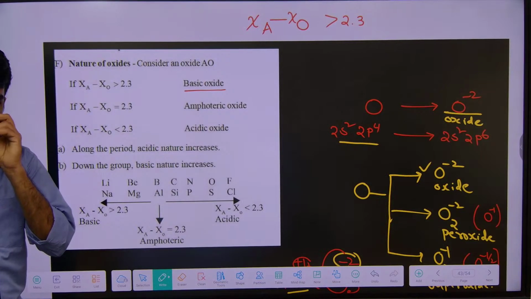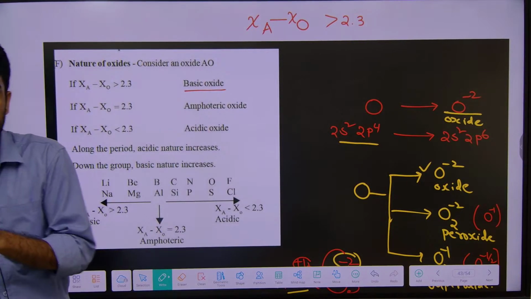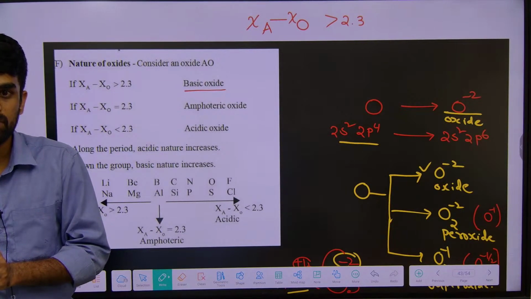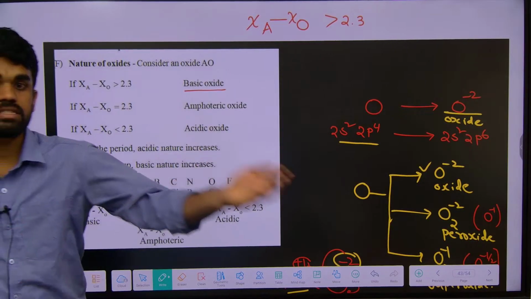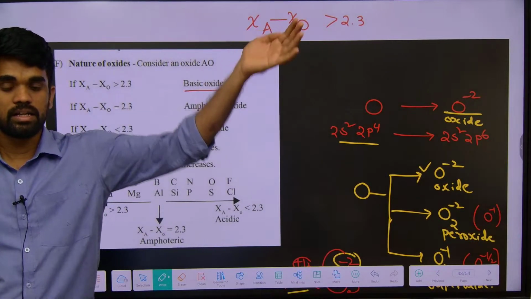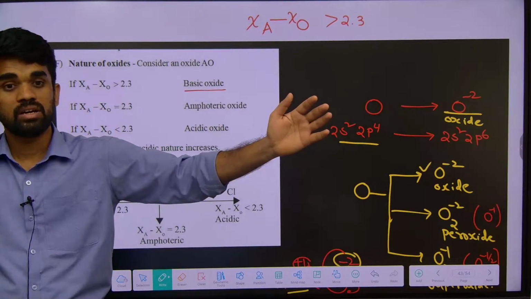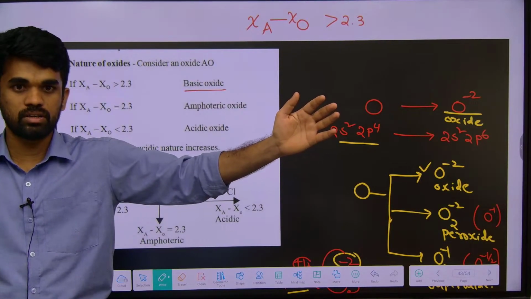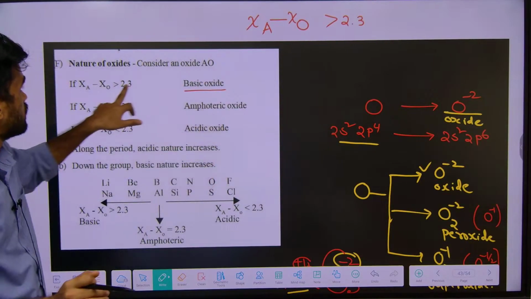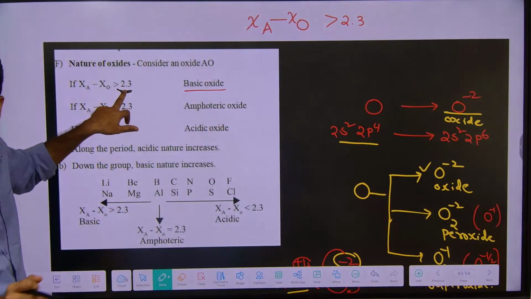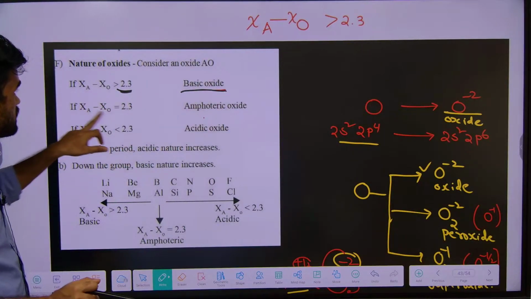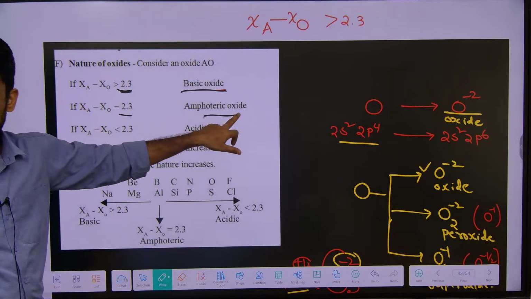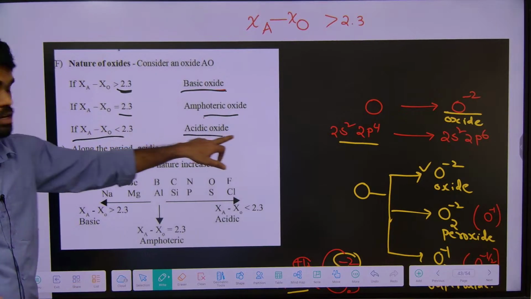Why, sir, are we saying that? We know metals have very low electronegativity, and oxygen will be more, right? Now the difference will be more or less? It will be more. That is why, if the electronegativity difference is greater than 2.3, we say it is basic. If it is equal, amphoteric; if it is less, acidic.